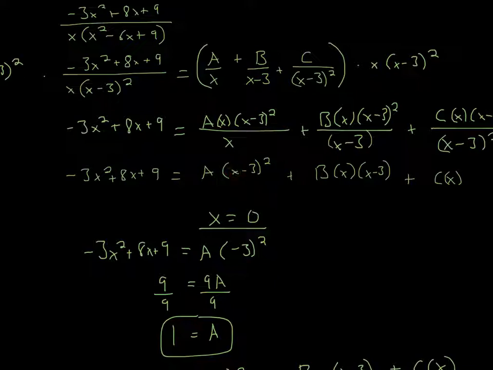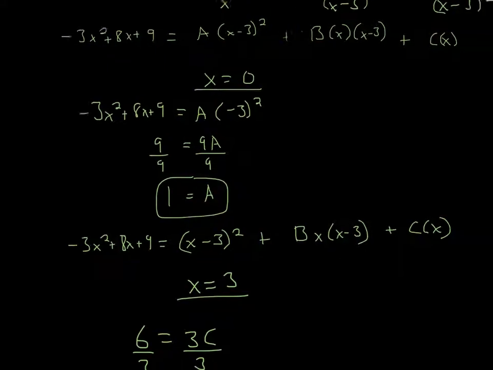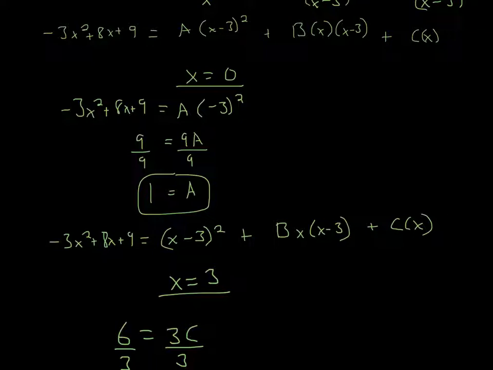Finally, over here, if I plug in 0, it'll be negative 3 squared, so it will be 9a. And if I plug in 0 here, negative 3x squared will go away, and 8x will go away, and then we'll only be left with 9. So it'll be 9 equals 9a. We divide each side by 9, and we get 1 equals a. So now we have one of the variables, but we still need b and c.